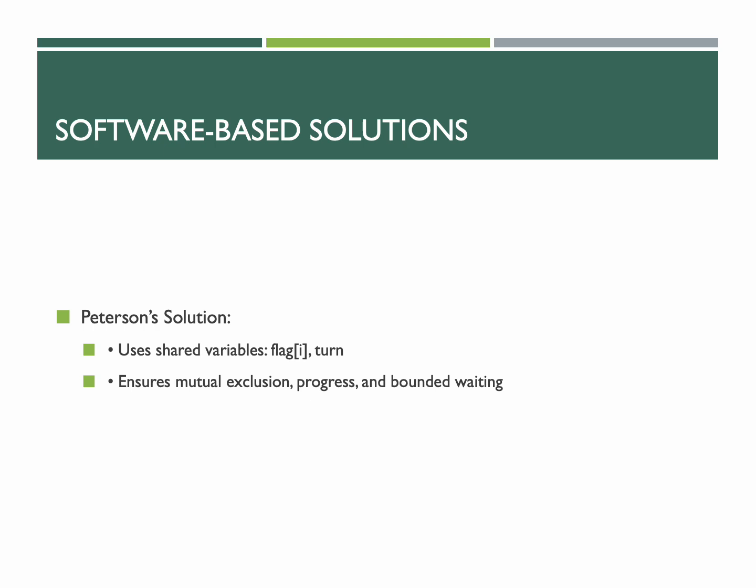Now, how does it work? It relies on two shared variables. Flag i indicates if process i wants to enter the critical section, then turn indicates whose turn it is to enter the critical section. Now, this algorithm ensures that only one process enters the critical section at a time. A process waiting to enter the critical section will eventually get its turn. No process will have to wait indefinitely.